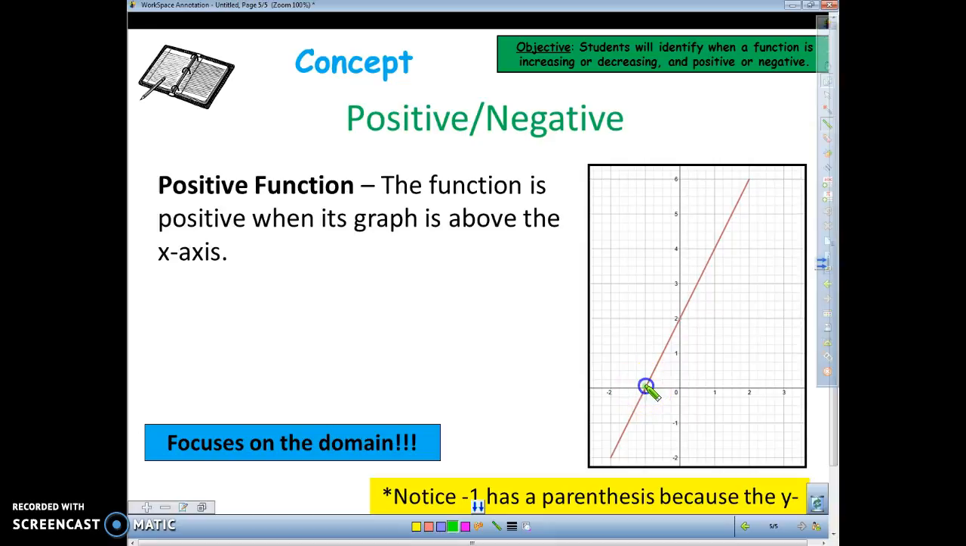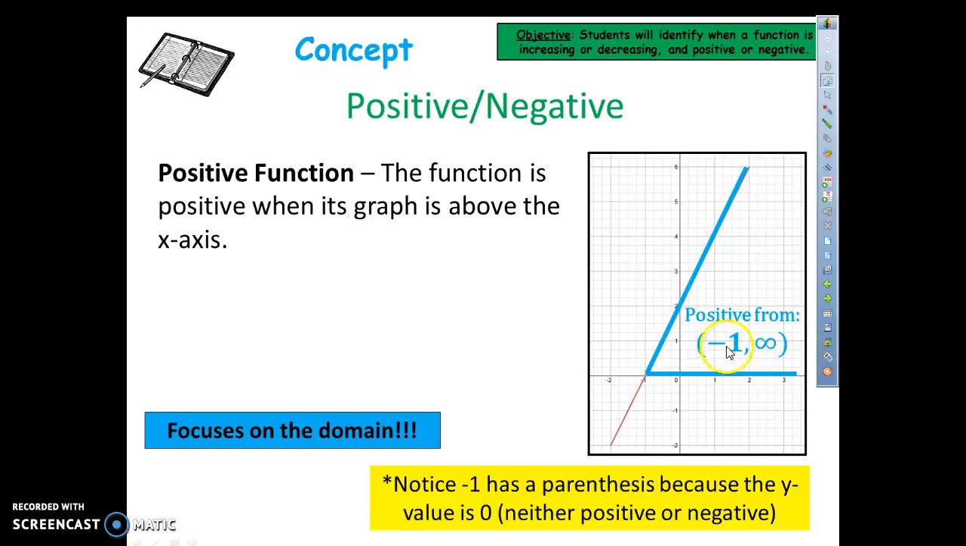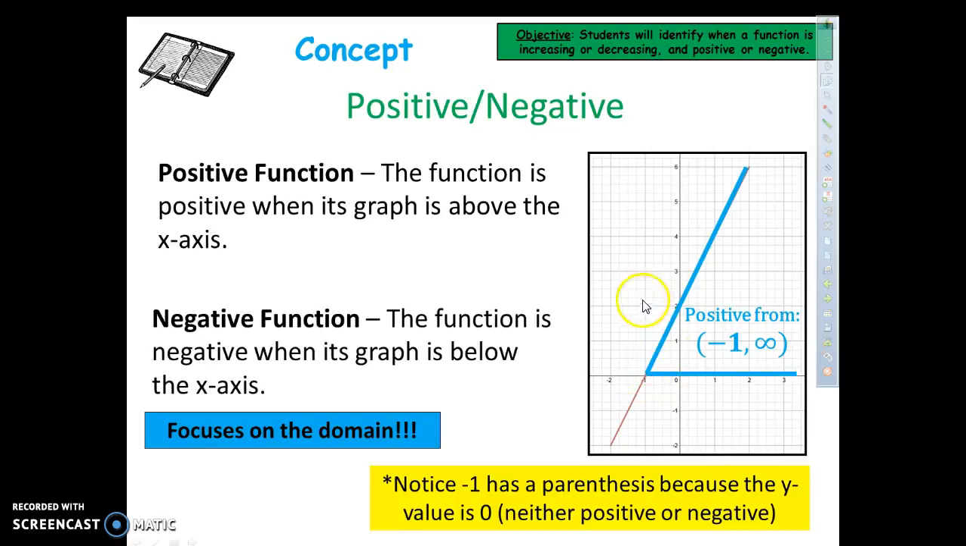So you see here at this point, my function is positive. So it's above. Okay, so my function is positive starting here at -1. And we're going to describe this with domain values, and we'll look at some examples in a second. So from -1 to infinity, it is positive. Notice how -1 is not included, and that is because at -1, my function is crossing, right? So at -1, the value of y is 0, so it's a neutral value here. But as soon as I pass -1, it is positive.